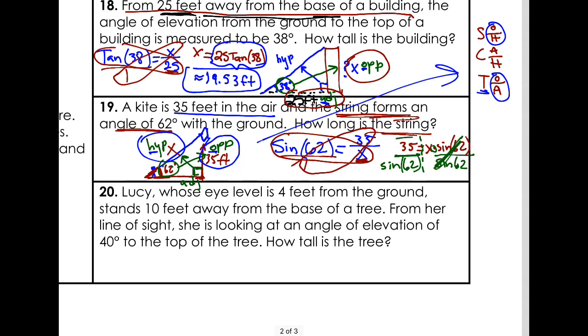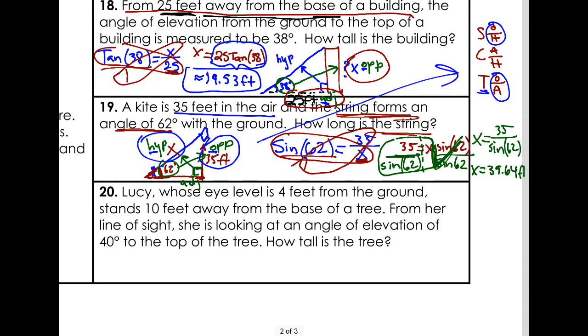All right, so now we have x is equal to 35 over sine of 62. I just boxed it to not have to rewrite it over here, but I'll write it anyway. But we can actually punch that in the calculator and see what that equals. And we should get that x is equal to 39.64.